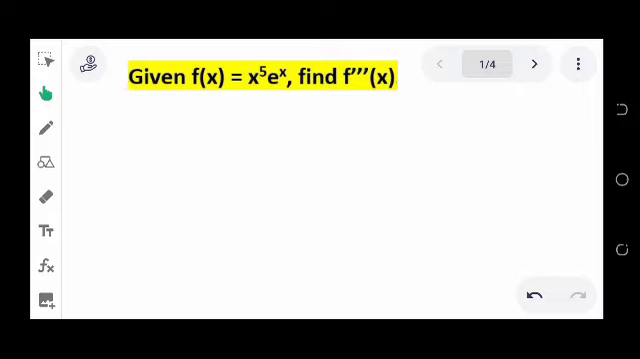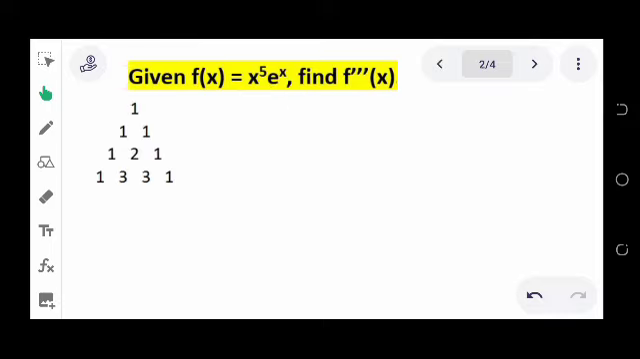Just like in this example here, we're given f of x equals x to the fifth e to the x, and we're going to find the third derivative of x. Now notice that the function x to the fifth e to the x is a product of x to the fifth, which is an algebraic function, and e to the x, which is a natural exponential function that is classified as a transcendental function.